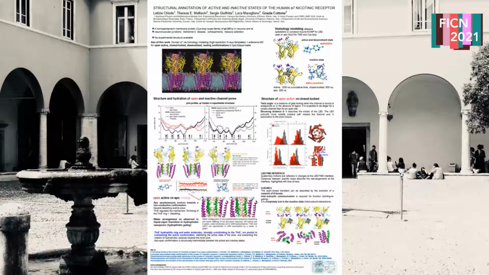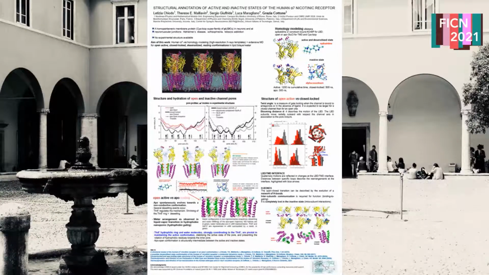In particular, already on the time scale of our standard sampling simulation, we can observe several dewetting events at the hydrophobic girdle, which are quite similar to the liquid-vapor transitions in hydrophobic nanopores, or hydrophobic gating. In this case, they are totally pivoted by the dynamics of the residues at the 6' position.